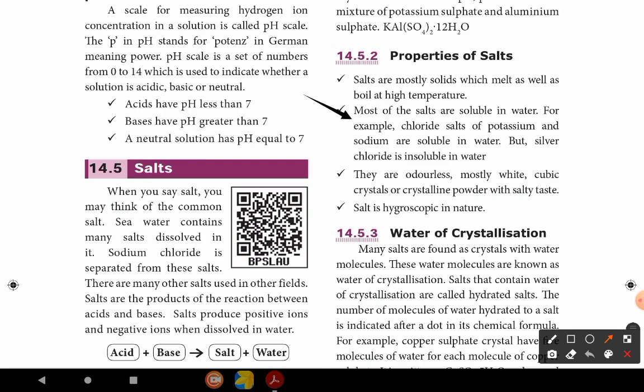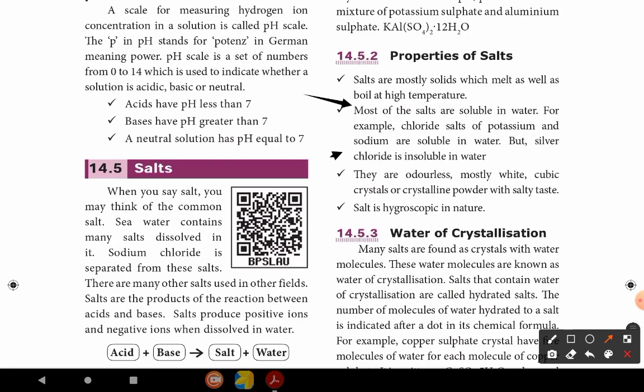Of course, most of the salts are soluble in water. Many salts will dissolve in water. What are the examples given here? For example, the chloride salts of potassium and sodium: potassium chloride and sodium chloride are soluble in water. But silver chloride is not soluble in water. So not all salts dissolve in water. There are some exceptions. Silver chloride is insoluble in water.